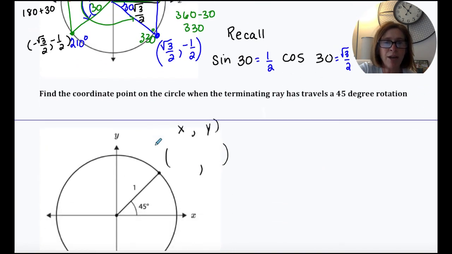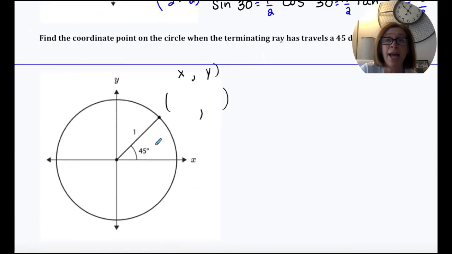All right, let's move on to a 45, 45, 90. I'm going to ask you to press pause and see if you can come up with the coordinate points on your own.